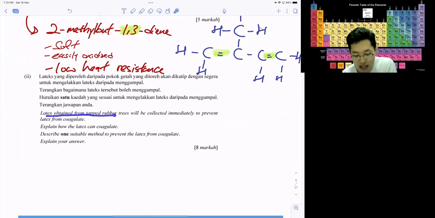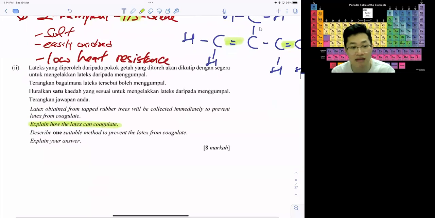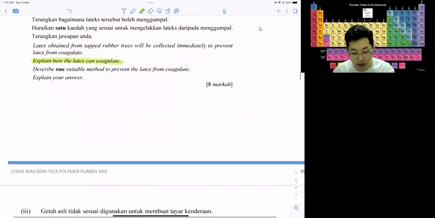Latex obtained from the tapped rubber trees will coagulate. It will be collected immediately to prevent the latex from coagulating. Explain how latex can coagulate. So they say you must collect it immediately, otherwise it will coagulate by itself. So how to write this one?